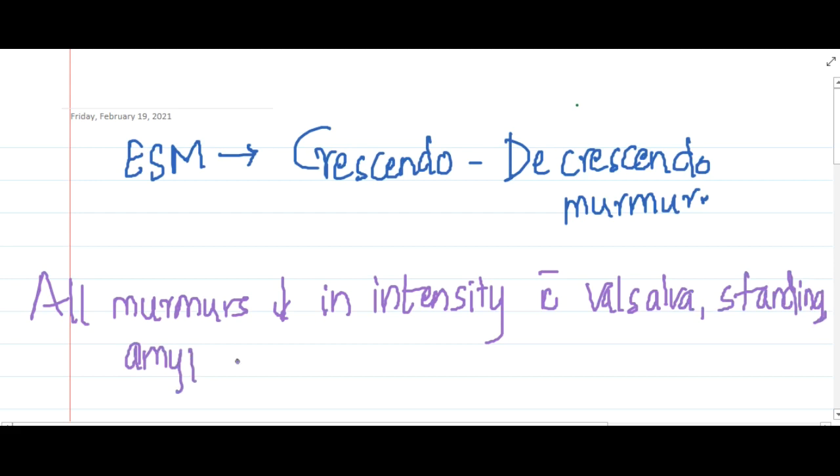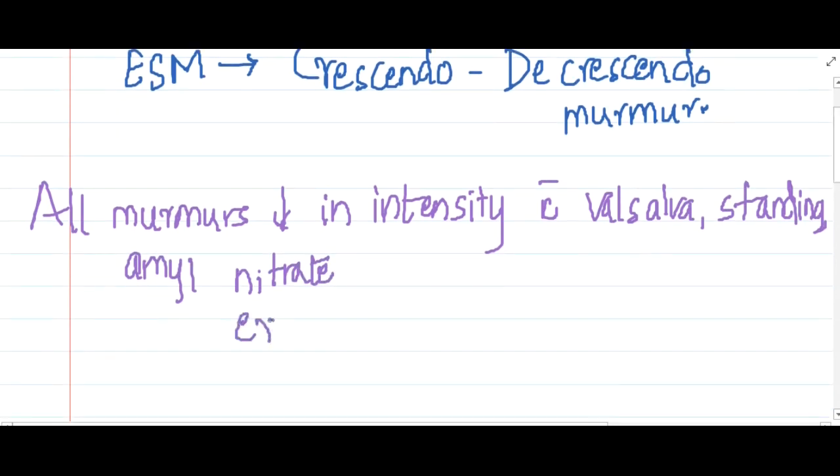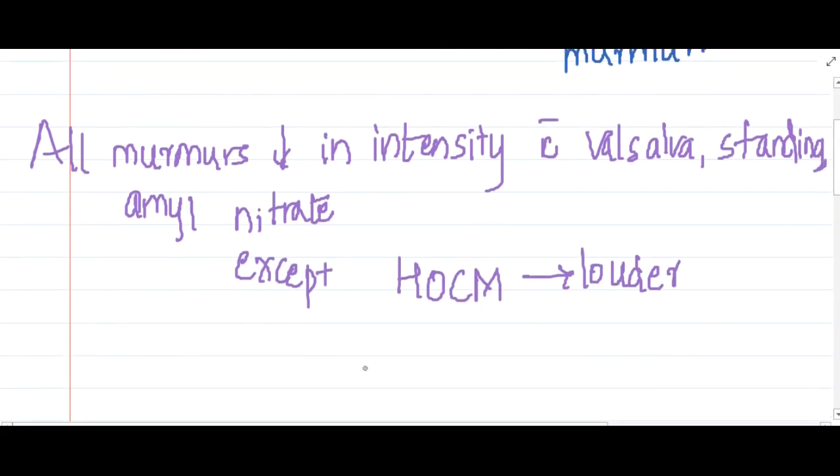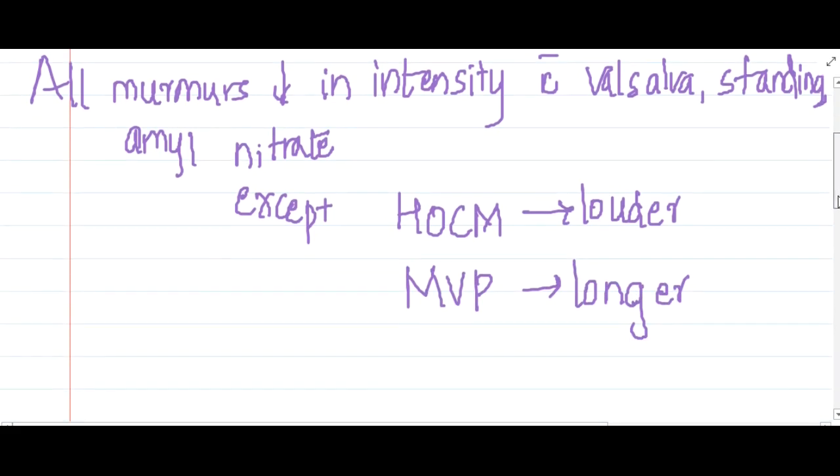Okay, either by amyl nitrate inhalation or Valsalva or standing, all murmurs will decrease in intensity except hypertrophic obstructive cardiomyopathy, where this murmur will be louder with Valsalva, standing or amyl nitrate, and mitral valve prolapse, which will be longer with Valsalva, standing and amyl nitrate. Remembering this one sentence will help you to solve n number of MCQs.